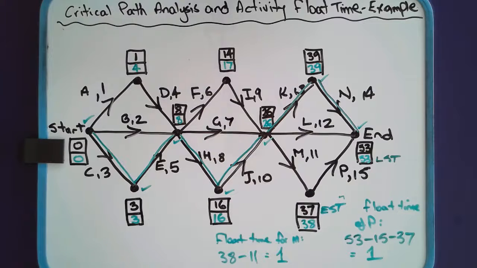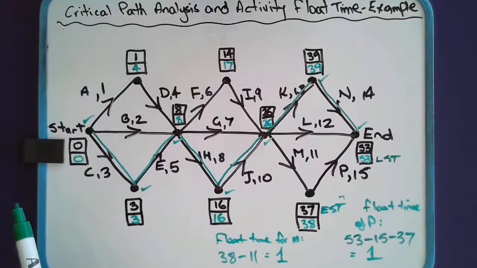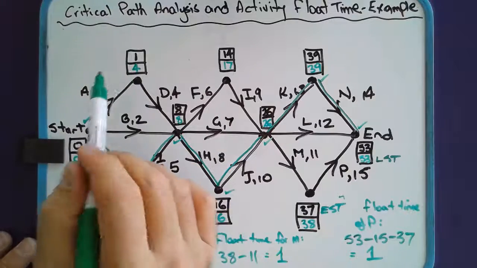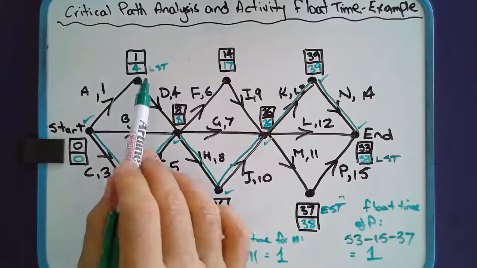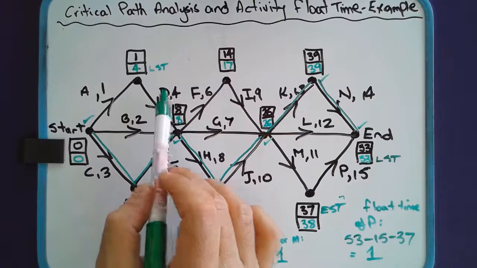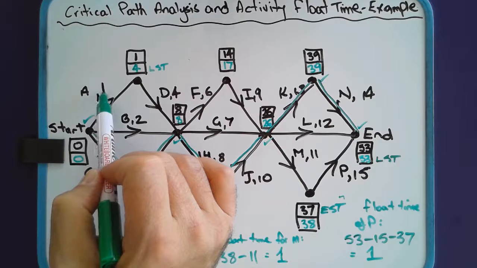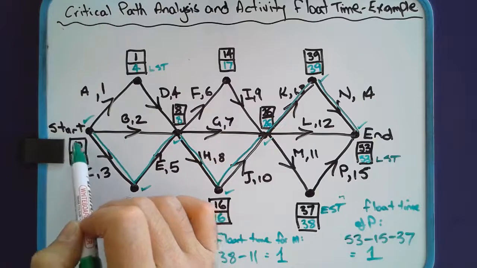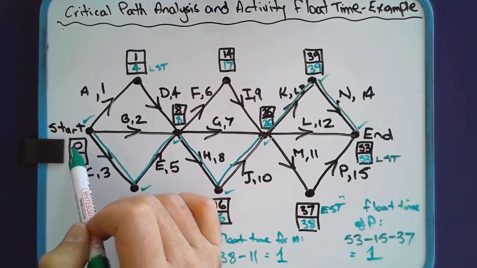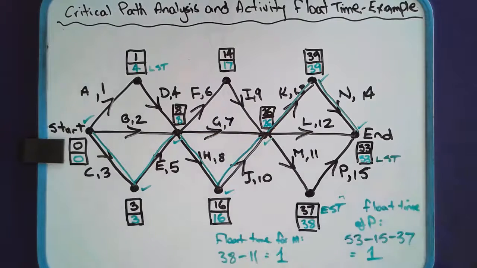Let's have a look at another one, for example, activity A. What would be the float time for activity A? We take the LST, the latest start time for activity D, which is at the end of A, minus the activity time for A, which is 1, minus the EST, which is 0. The earliest we could start A is right at the start of the project. So 4 minus 1 minus 0 is 3.